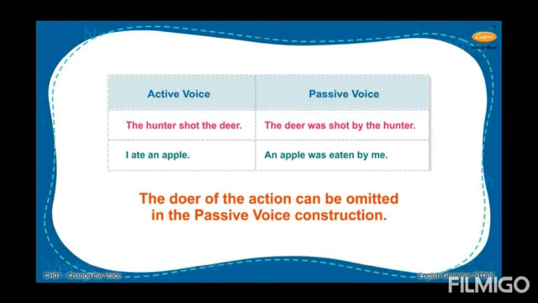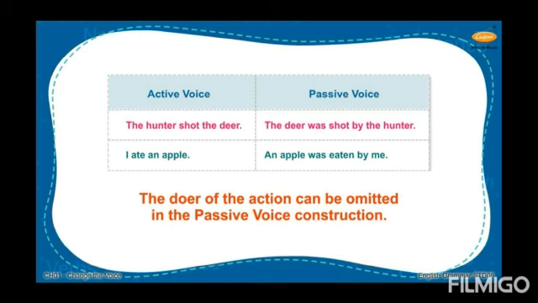The active voice: the hunter shot the deer. Passive voice: the deer was shot by the hunter. Similarly, I eat an apple. I is a subject and apple is an object. Here we are interchanging the position. An apple becomes a subject and I becomes me. Added by a preposition by. An apple was eaten by me.